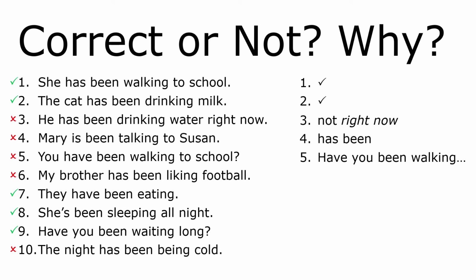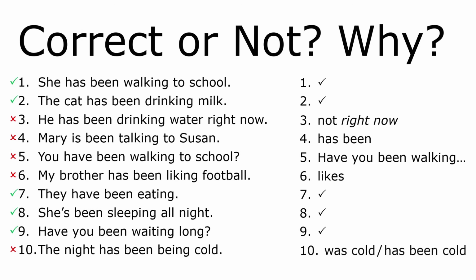Number 6, my brother has been liking football. No, my brother likes football. Liking doesn't work well as a progressive. Number 7 is correct. Number 8 is correct. Number 9 is correct. Number 10 is not. The night has been being cold. Well, that's not something that happens in a progressive sense. We say the night was cold if we want to talk in the past, or has been cold. We can use the present perfect.